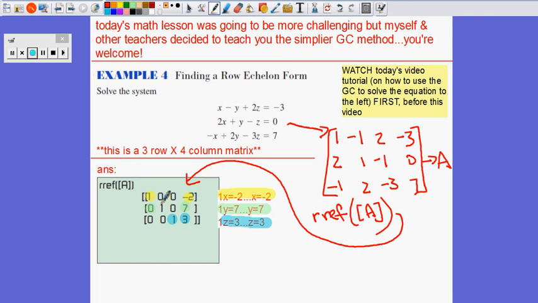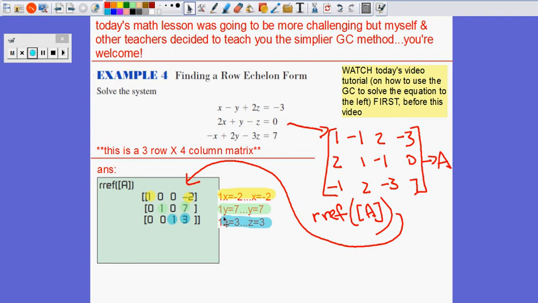So this is your x: 1x equals -2. I highlighted the wrong thing here; I should highlight this 1 right here, and this means 1y equals 7, and 1z equals 3. That's how you interpret it.